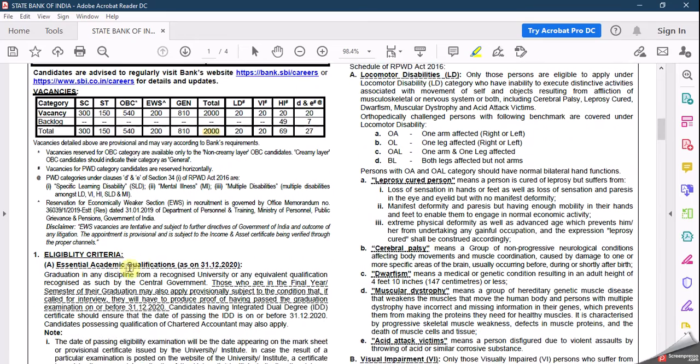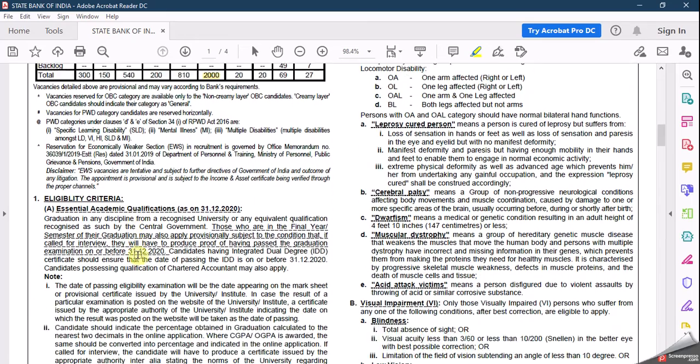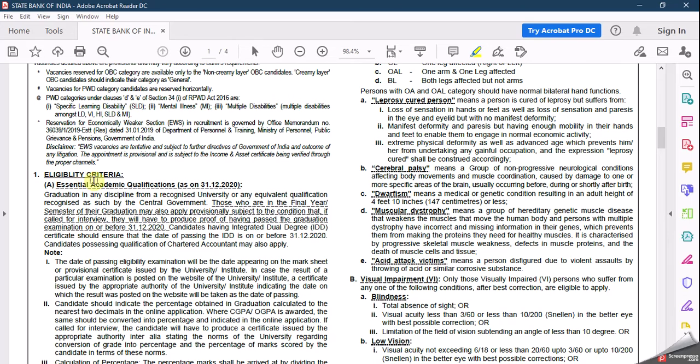So what is the eligibility criteria? As you can see here, the essential academic qualification as on 31st December 2020. You should be a graduate in any discipline from a recognized university or any equivalent qualification recognized by the central government.